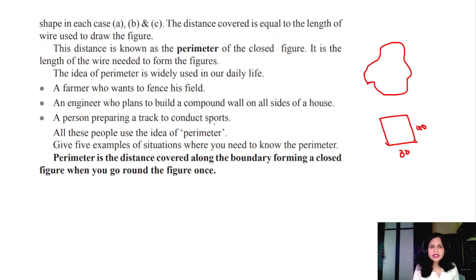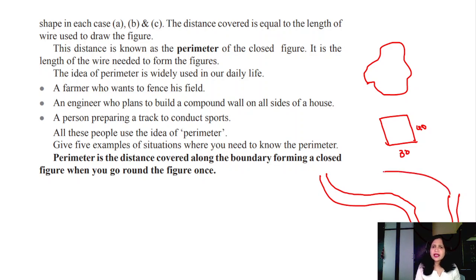The person preparing a track to conduct sports. Suppose people are moving from one place along a path like this for their sports. The road is like this. That's why they should measure the length of this distance from where they start, and again they should reach back to the point to win the race. They should measure that perimeter. Give 5 examples of situations where you need to know the perimeter.